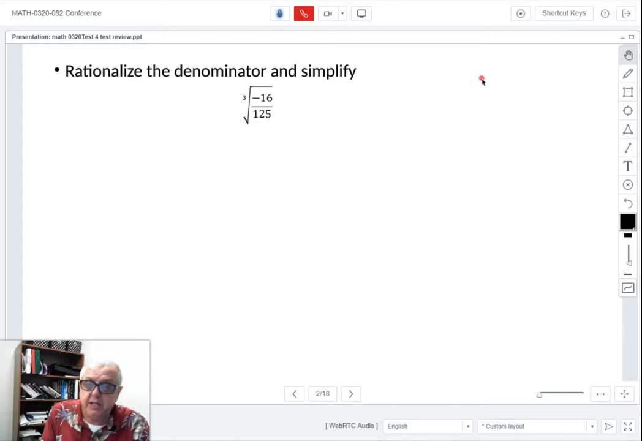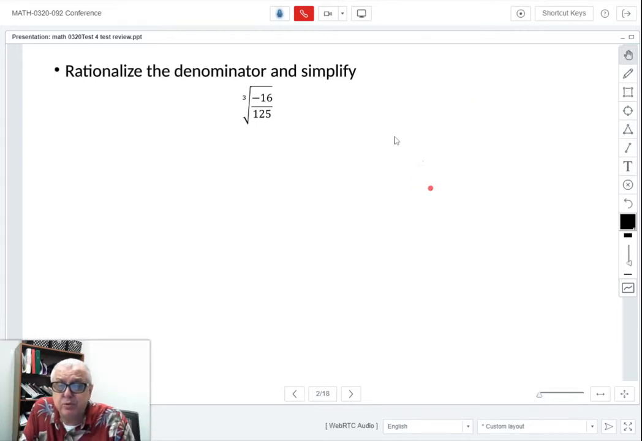Rationalize the denominator and simplify. Rationalizing the denominator, all that means is get rid of that root symbol, the radical, on the bottom of the fraction in the denominator. There's a rule for radicals that if you have a fraction and a radical, you can actually break the radical into two.